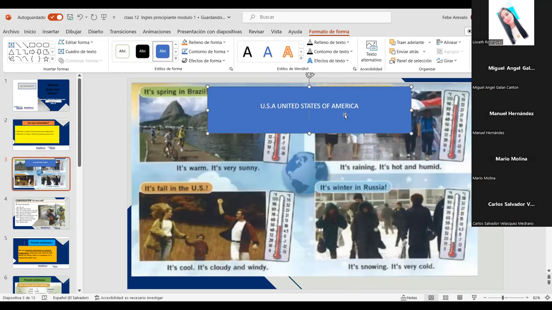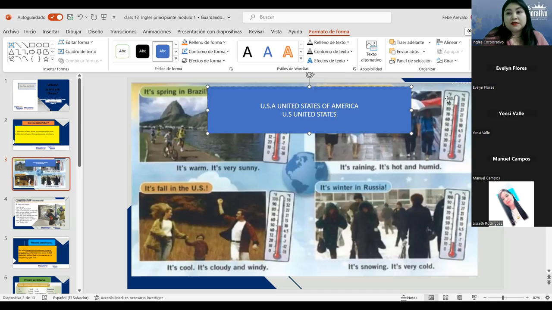Si solo tenemos U.S, que es lo que tenemos aquí en la imagen, solo es United States, Estados Unidos, right? We don't need to mention America because we are pretty much all American, right? So that's something to point out. Okay, there you go. Okay, thank you.